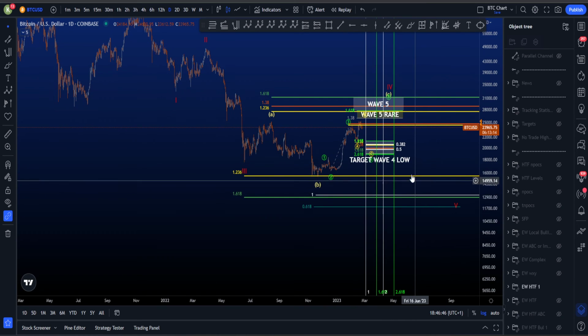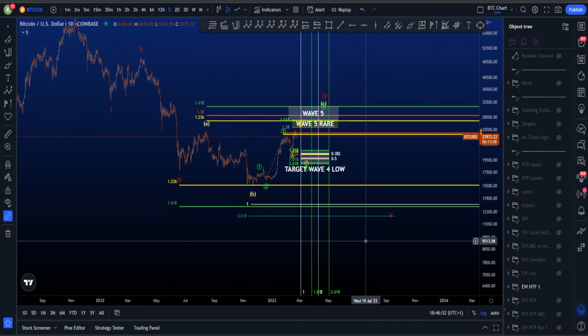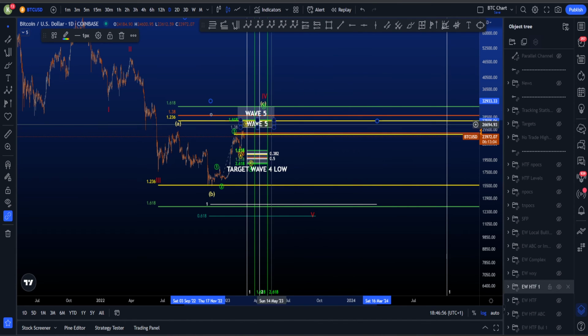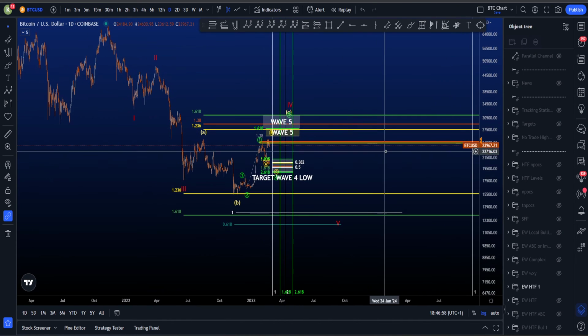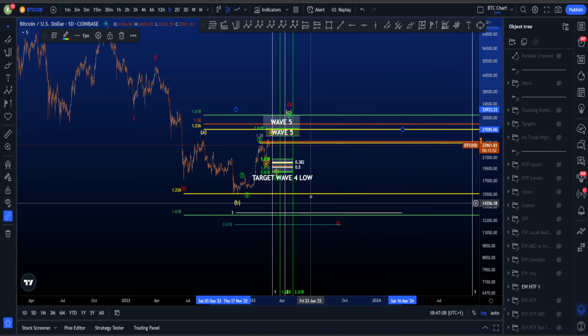Then this is the area in between the 1.236 and the 1.618, very valid. Then we have the 1-to-1 over here. I put the 1-to-1 of wave 1 on top of wherever wave 4 is going to end. I just put it now at 27k, and then the 1-to-1 would actually be inside this area, so that's a double confluence for the end of a wave 5.